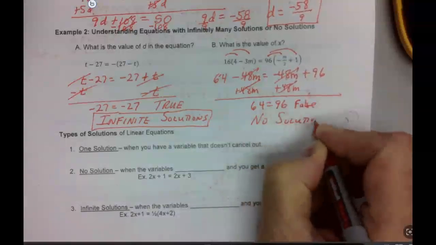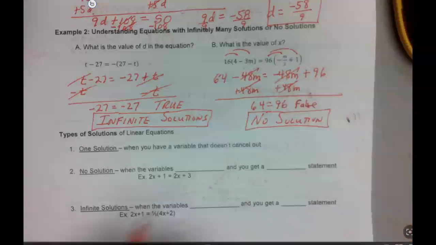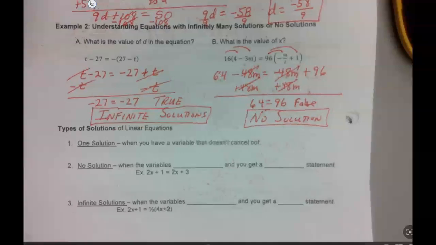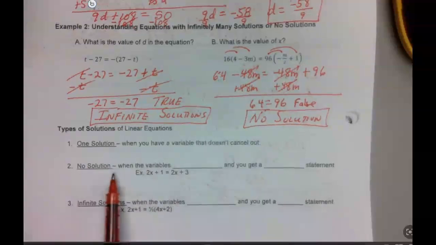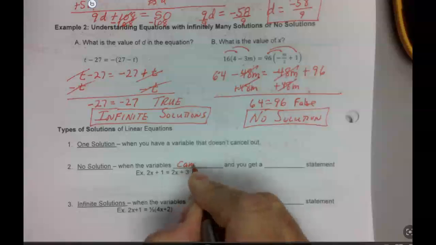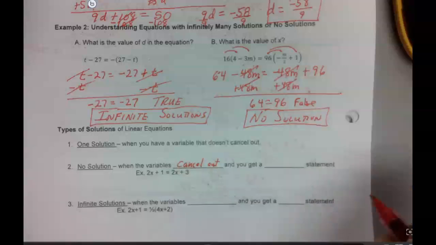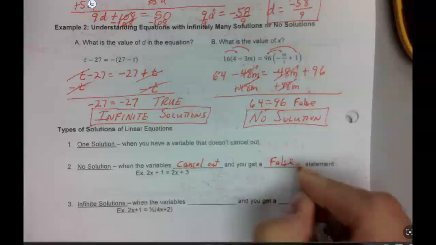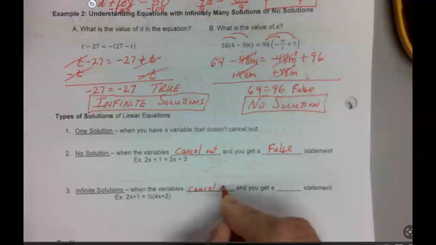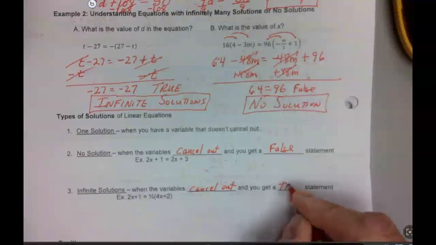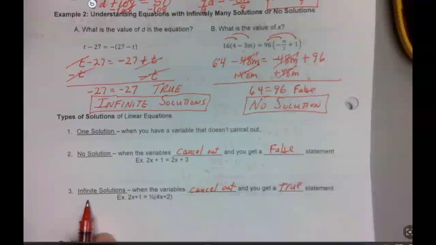So two things are going to happen when all the variables cancel. If it's a false statement, no solution. If it's a true statement, then it's infinite solutions. Does that make sense? Okay. So you get one solution when you have a variable that doesn't cancel out. No solution when the variables cancel out and you get a false statement. When the variables cancel out and you get a true statement, then it's infinite solutions.